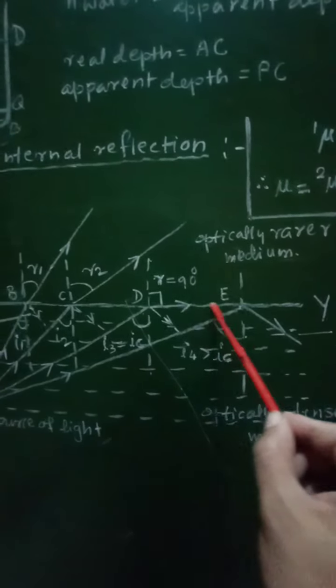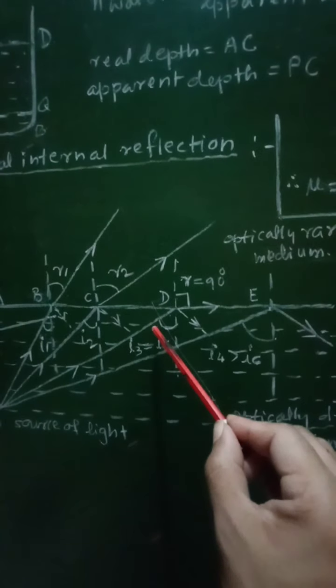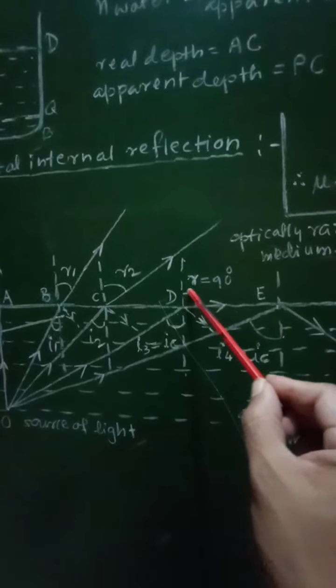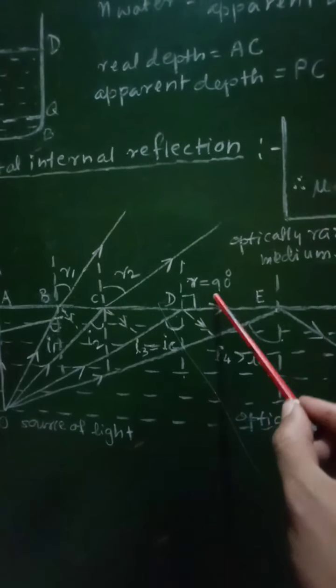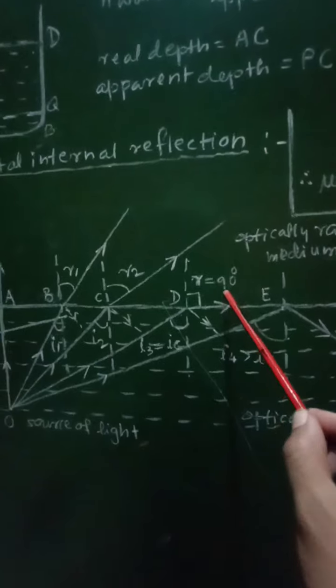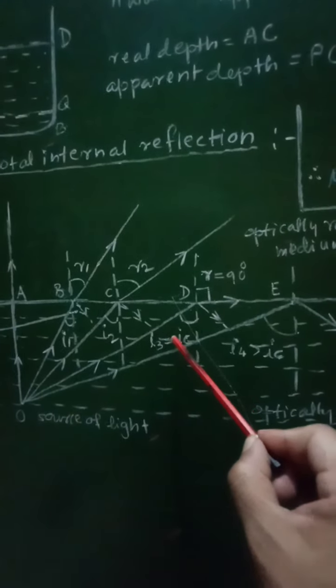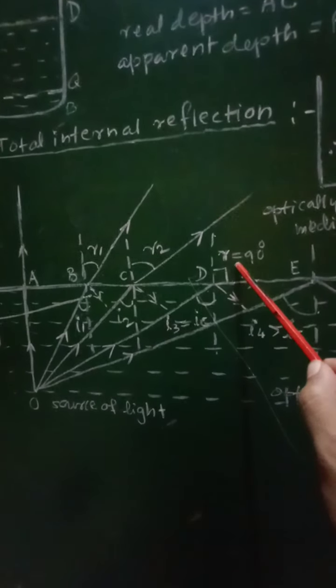So this will be the grazing ray which is moving along the surface XY. That means when the angle of incidence is equal to IC, that is the critical angle, at that time the angle of refraction in the rarer medium will be equal to 90 degrees. Once the angle of incidence is equal to the critical angle, the angle of refraction is equal to 90 degrees.